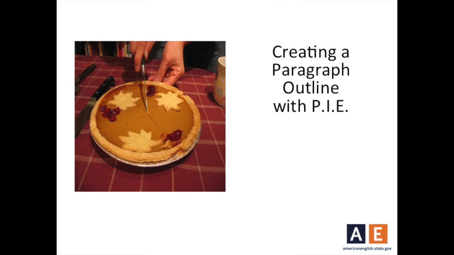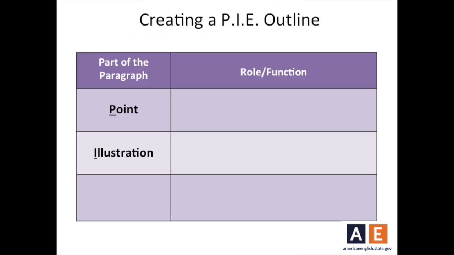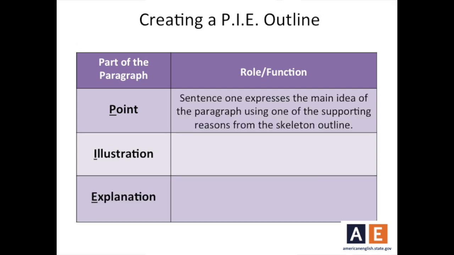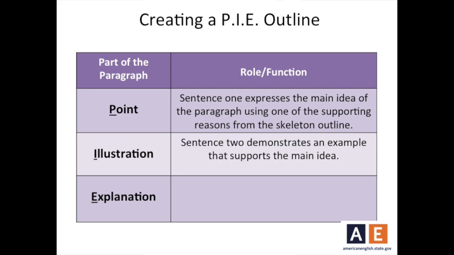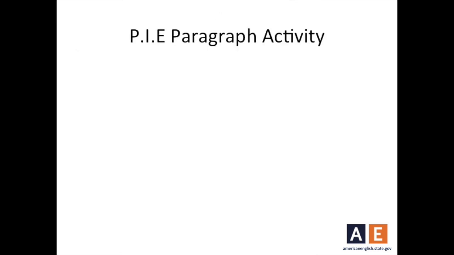P.I.E. is an acronym. It stands for point, illustration, and explanation. The point is the first sentence of a paragraph. This is the main idea of the paragraph. It is also one of the supporting reasons from the skeleton outline. The illustration is usually the second sentence and serves as an example that supports the point. Finally, the explanation comes at the end of the paragraph. In these final sentences, the writer tries to make a connection between the illustration and the point at the start of the paragraph.